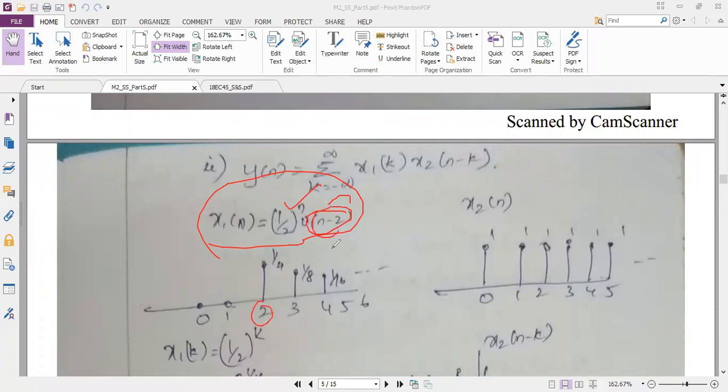That's it. See, the meeting may get disconnected, so you can join immediately. I will just explain only this x2 of n and the shifting operation, and then we will continue the remaining steps.